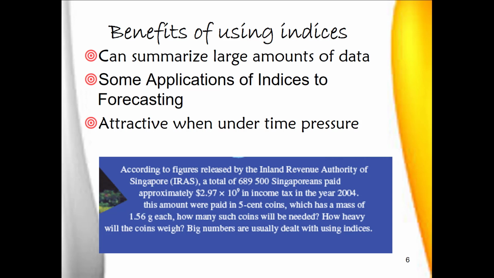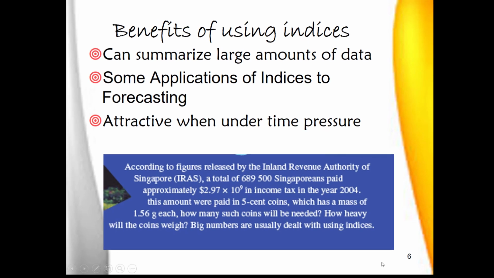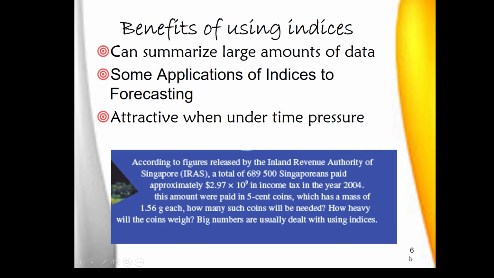You can see that it started with the number 2.97 times 10 to the power 9. So we're saying that it is useful when the numbers are very huge. Then you will find that with indices, we can just put it into 10 power something. Yes, it's very blurry because it's a screenshot of the income tax, so it's not clear.